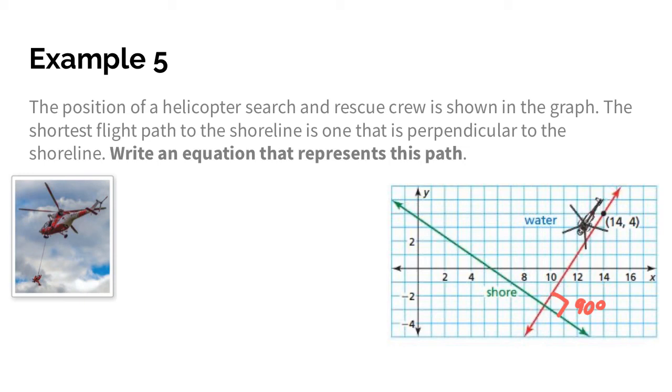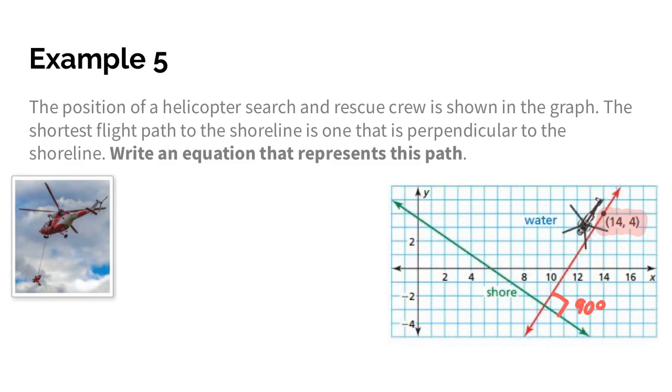So notice that on its path, you are given a point. So we know that it goes through a point of 14, 4. So what I need to do to write the equation of this line is figure out the slope of that path. Now, because I give you a graph, I can identify not only the slope of the shoreline, but I can also identify the slope of the path itself.